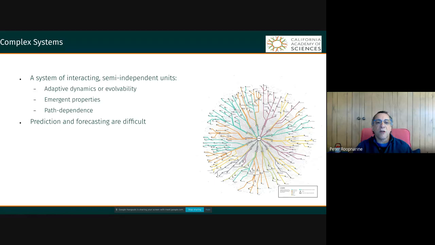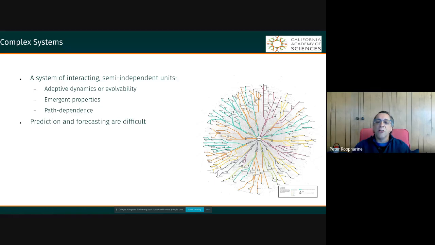Those units all have evolving or changing properties. They have adaptive dynamics. So they change over time because of internal intrinsic properties. And they also change because they're adapting to the changing context around them. Other units coming and going, various interactions coming and going, the strengths of those interactions changing. So it's a very dynamic system.